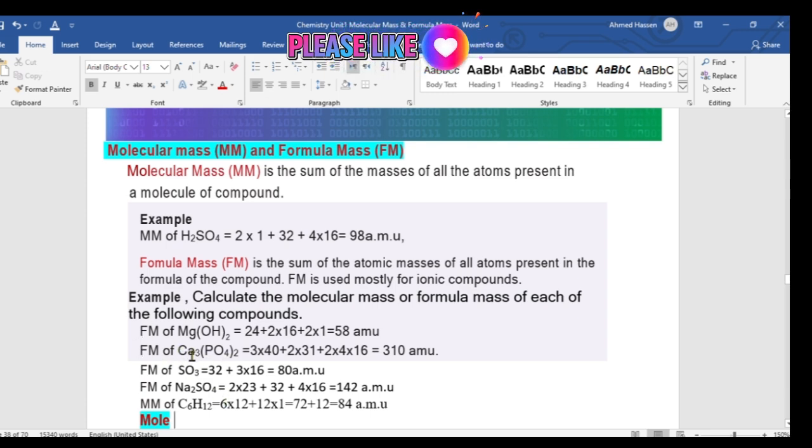When it comes to the formula mass of calcium phosphate, it contains 3 calcium, atomic mass 40 times 3 is 120, and phosphorus, 2 phosphorus atoms, each atomic mass is 31, multiplied by 2 is equal to 62, and oxygen, 4 times 16, 64, multiplied by 2 is 128, and the summation of these three values gives us 310 atomic mass units.